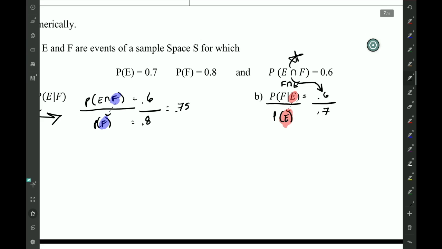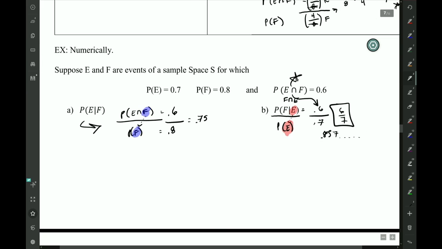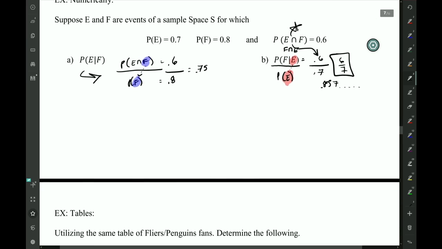And that's a nasty fraction, ends up being 6/7, just nothing really too fancy. 6/7 or 0.857. Okay, I would accept 6/7. So really, it's just the intersection over the given probability.